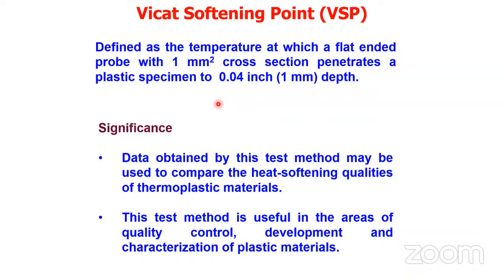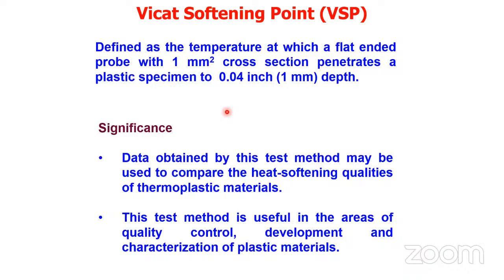Okay. So what is the significance of this test? The data obtained by this test method may be used to compare the heat softening qualities of thermoplastic materials. Okay. It means at what temperature your material will get soft, or what softening qualities your plastic or thermoplastic material has. Okay, so this test method is useful in the areas of quality control, development, and characterization of plastic materials.